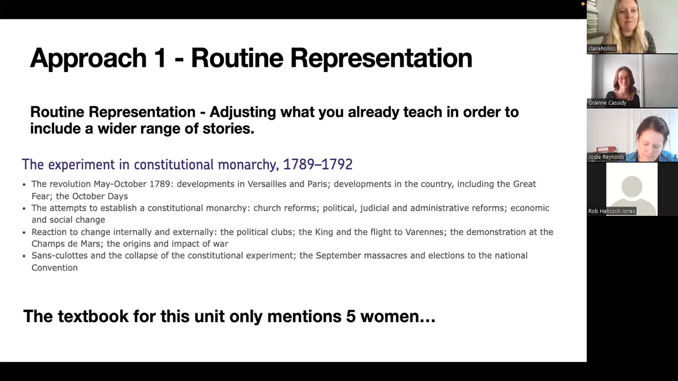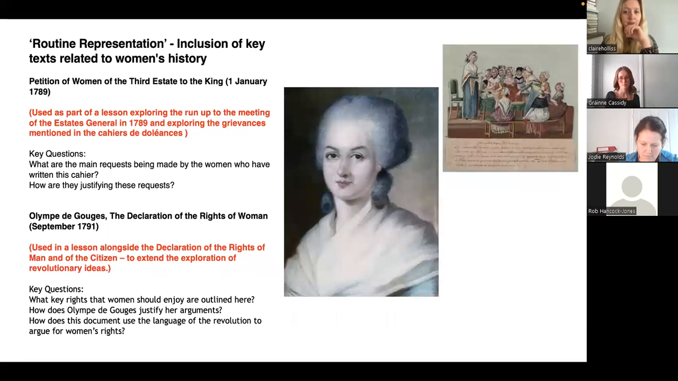But also, I flipped through the textbook a few months back just out of interest, and I managed to find a mention of 5 women. Now, this is a problem because women were pretty active throughout the French Revolution. So their lack of appearance in the prescribed texts and in the specification is not really giving students a full picture about what's actually happening in politics in France in this period. So how do I go about trying to correct that?